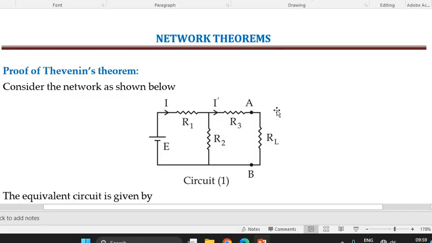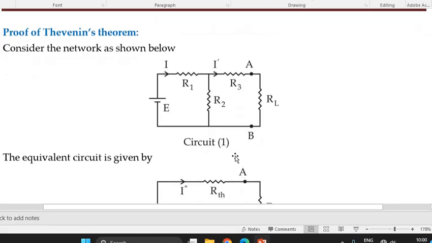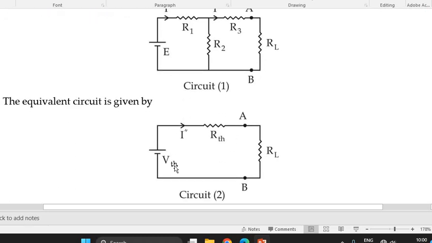Then the proof of Thevenin's theorem. Consider the network as shown below. Here R1, R2, R3 resistances are represented. The current I is flowing from the voltage source. At the point here, the current is considered as I dash, flowing through the load resistance RL. The equivalent circuit is given by V Thevenin across the series combination of R Thevenin and RL. This is nothing but the equivalent circuit of Thevenin's theorem.